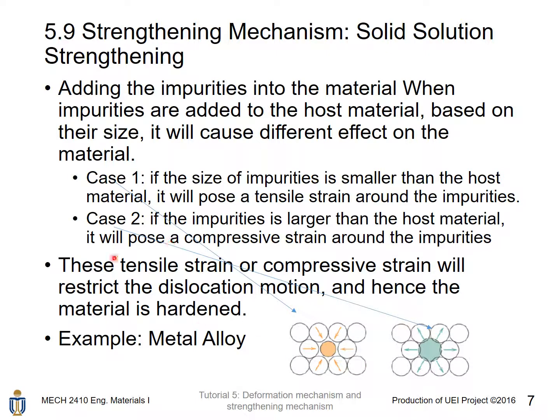And again, this applied tensile strain or compressive strain will restrict the dislocation motion, and hence the material itself will be hardened. And metal alloy is a quite straightforward and quite typical example.